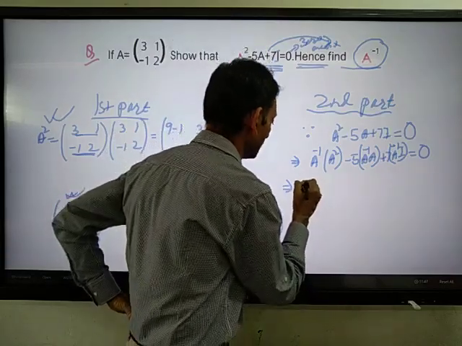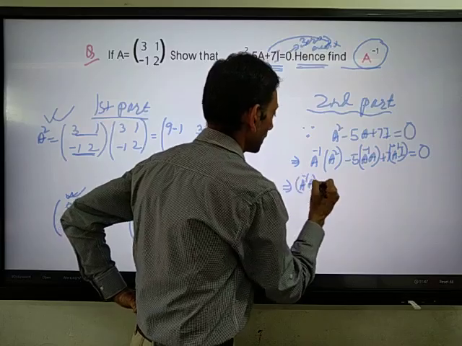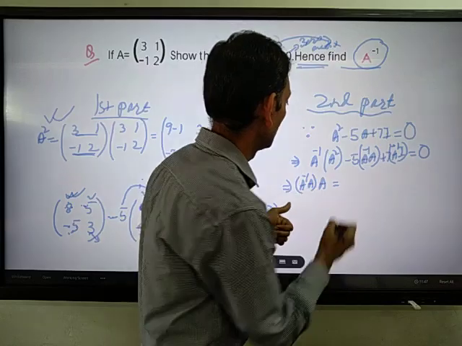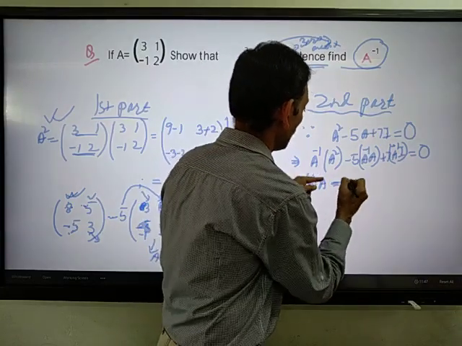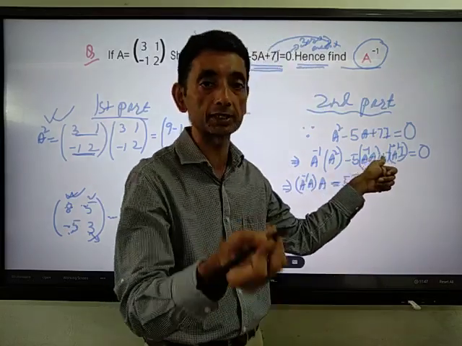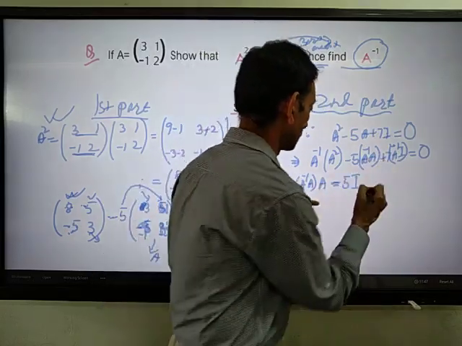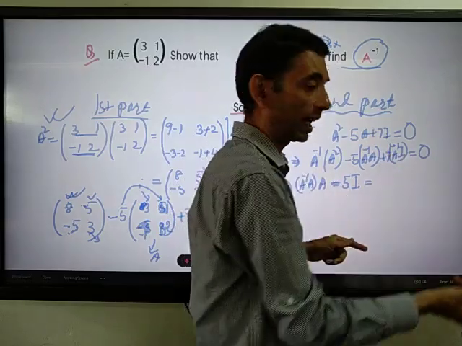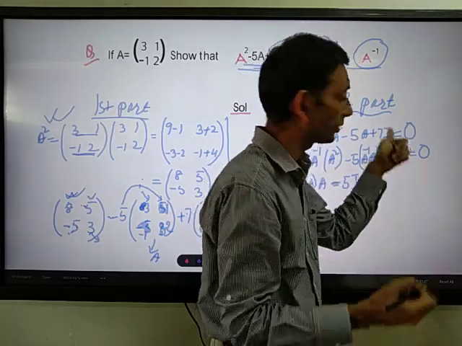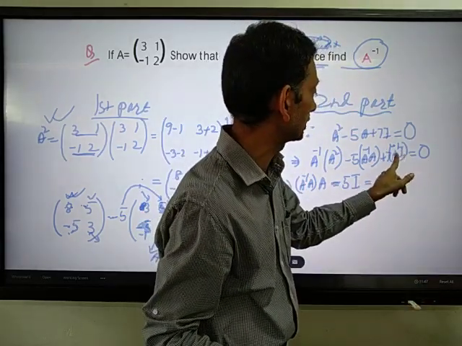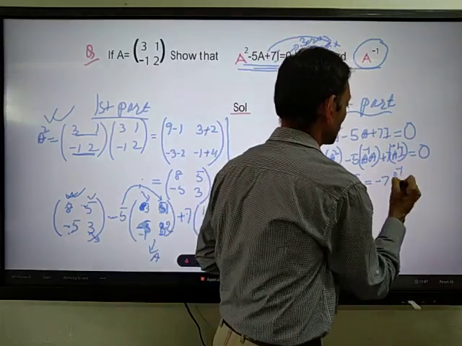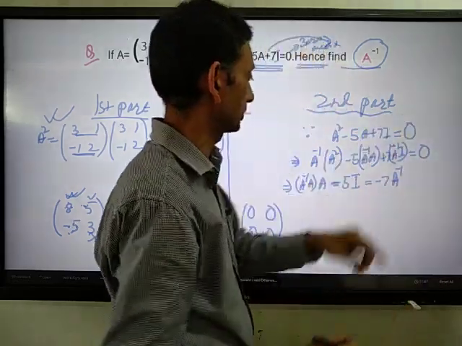How to use associativity? A inverse A, 1 will be there, because A squared stands for A into A. So A inverse A into A, and this is minus 5, A inverse A is I, because if you multiply a matrix by its inverse matrix, it will be an identity matrix. Then we will transpose this term to that side. You are multiplying identity matrix by A inverse, so if you multiply a matrix by identity matrix, you will get the matrix itself. So if you transpose, it will be minus 7 A inverse, because A inverse into I is A inverse. So we are transposing that side.